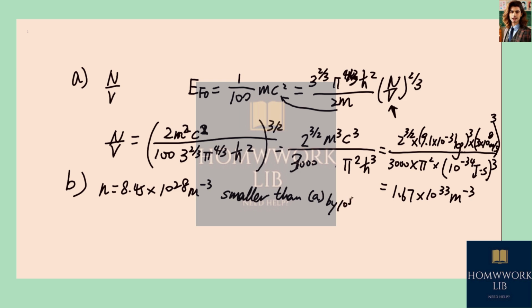It's smaller than part A by 10 to the 5th times. So you can see that the concentration of electrons in copper is very, very small. Because this is so small, it is very safe to ignore relativistic effect, because the electron density should be like 10,000 or 100,000 times larger for relativistic effect to really be important. So we can ignore it.